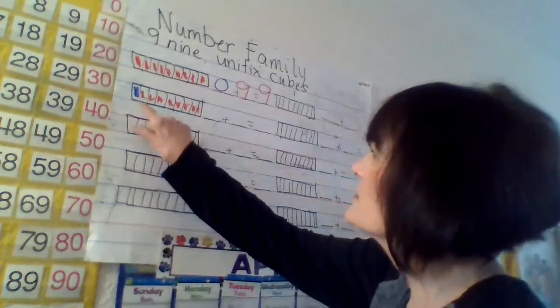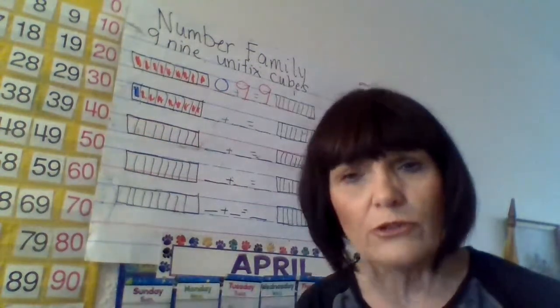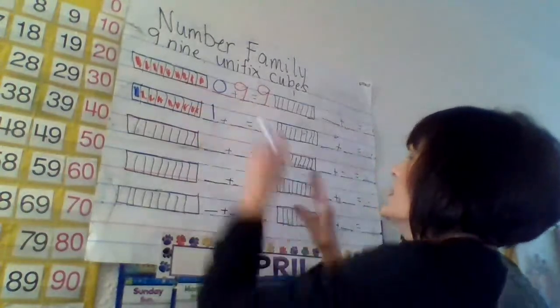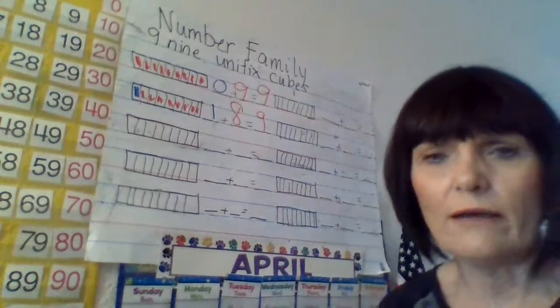1, 2, 3, 4, 5, 6, 7, 8, 9. So it is true that 1 blue plus 8 red do equal 9. So I'm going to write 1 blue, 8 red, that equals 9. All right, good job on this.